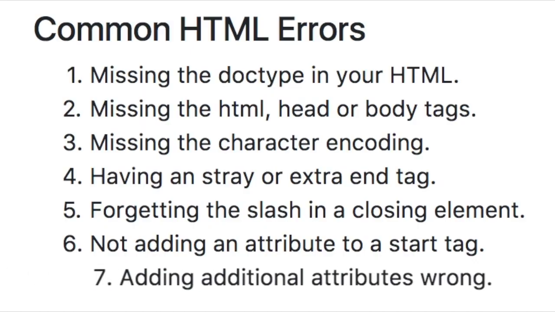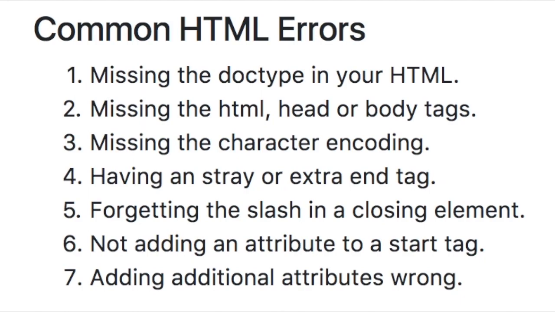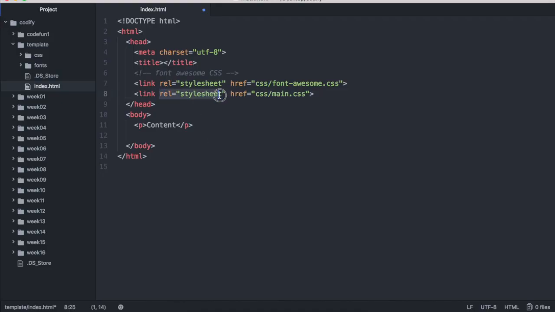And common error number 7, incorrectly adding additional attributes to elements. So sometimes we need to add more than one attribute to an element. We just need to add some space in the start tag, and then we can add our attribute, set it equal to the value that we want. There's no limit on these.